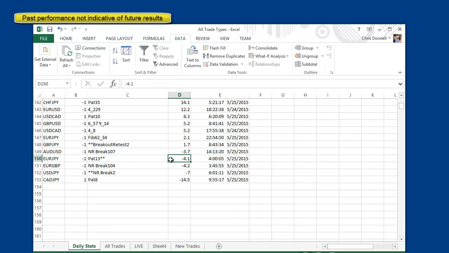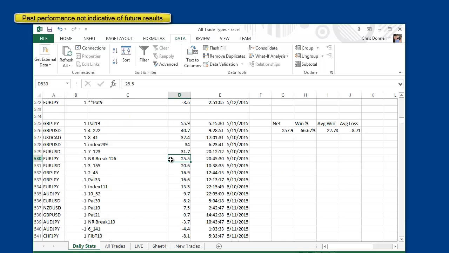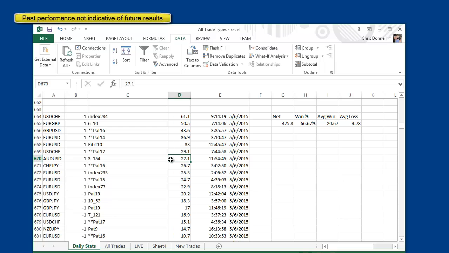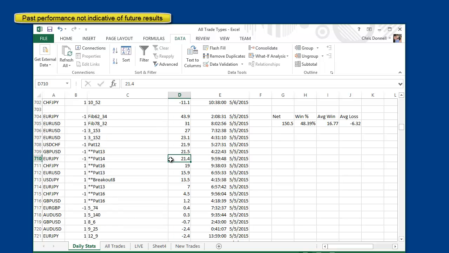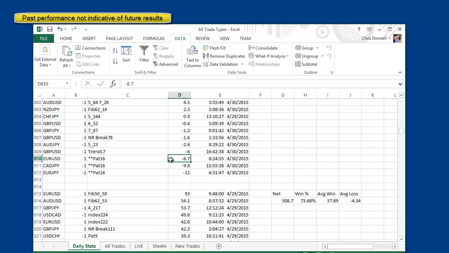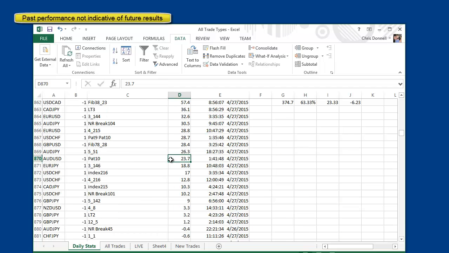In the past, you probably noticed that we had many days with 400 or 500 pips, like 497, 522, 475, 150, 466, 289, 508, 314.